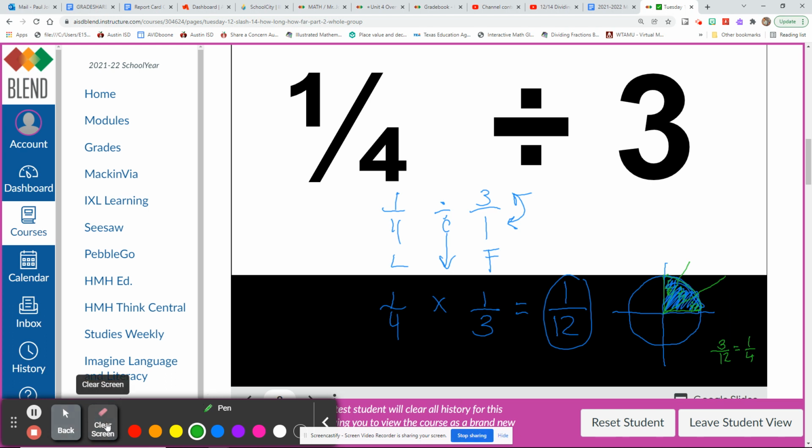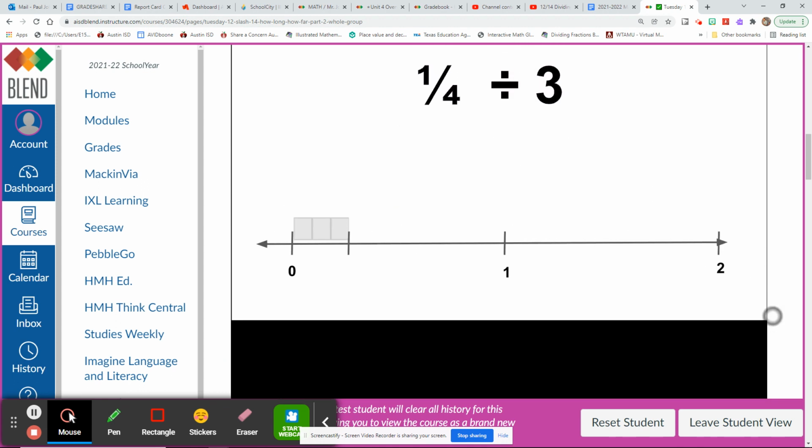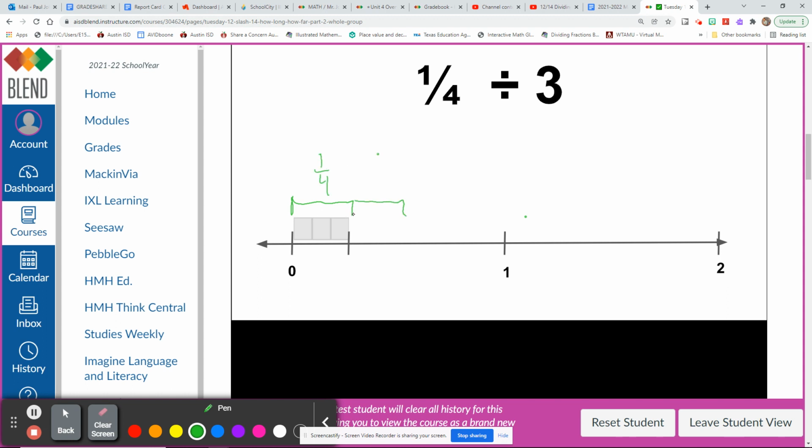All right. Moving forward to the picture. Here they're showing you 1/4 in total, right? This right here is 1/4. So if this is 1/4, that means 2 of them would make 2/4. It means 3 of them would make 3/4. And then obviously the fourth one makes 4/4, or 1 whole.